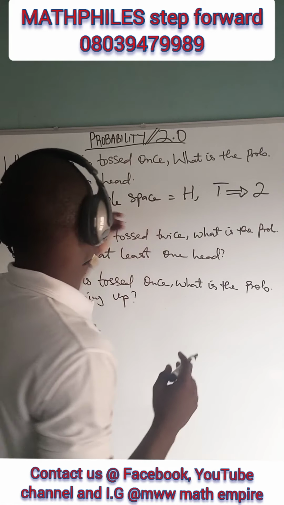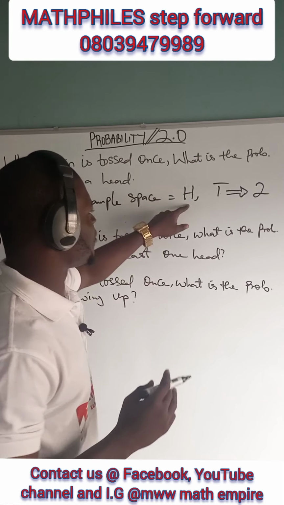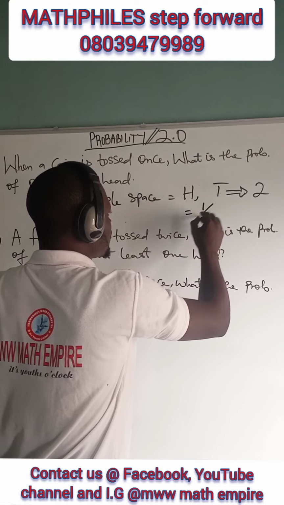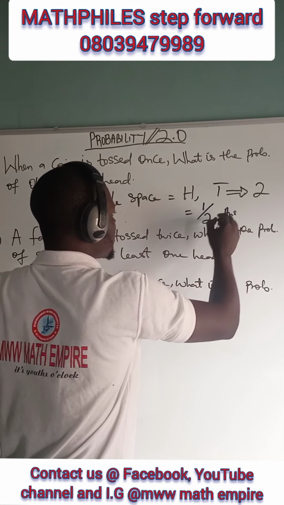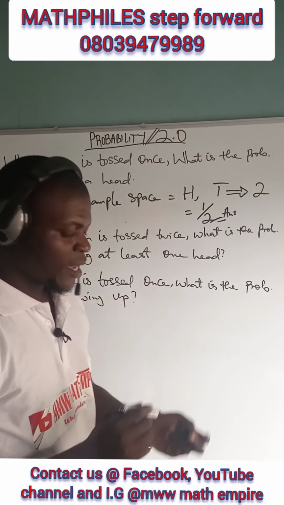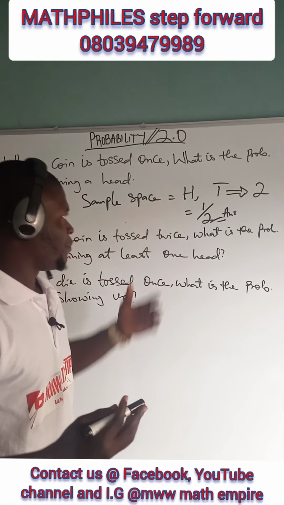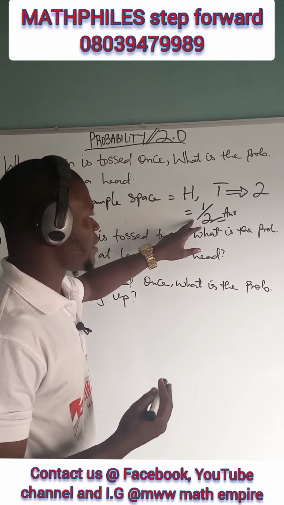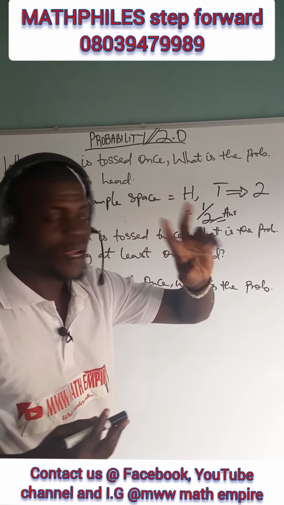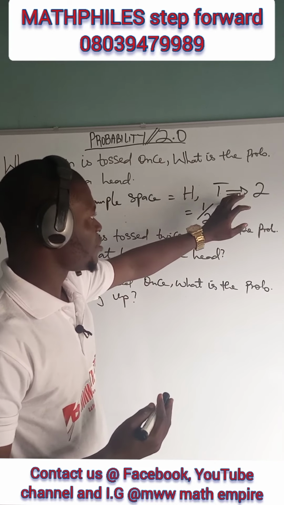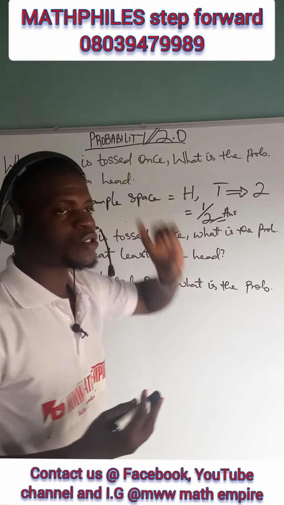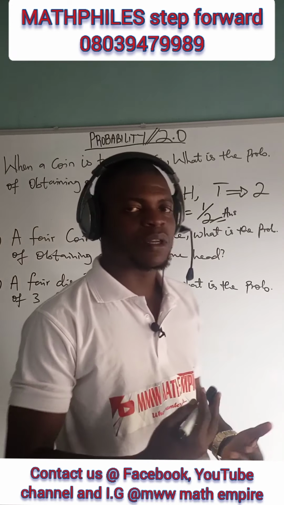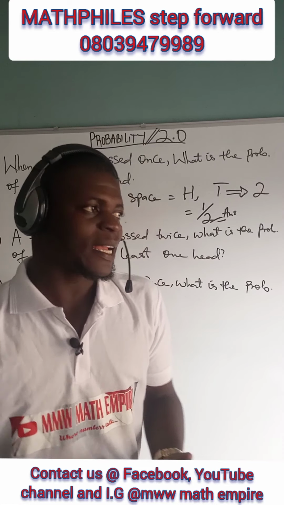Now, since the question reads obtaining a head, how many heads do we have there? 1, so the probability is 1 over 2. As simple as that. This is the answer. Even if what we are looking for is a tail, it will also be 1 over 2 because the sample space is just 2, either a head or a tail. So obtaining a tail is also 1 over 2. And that makes the events equally likely events.